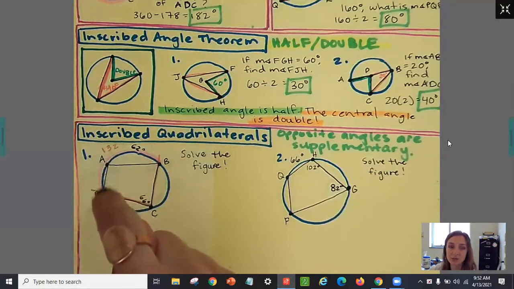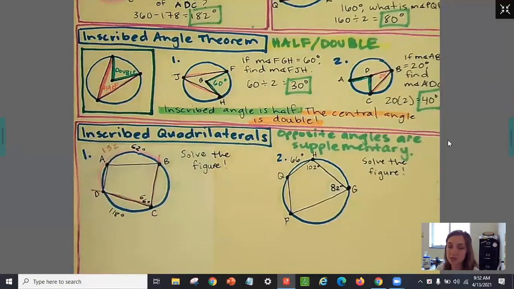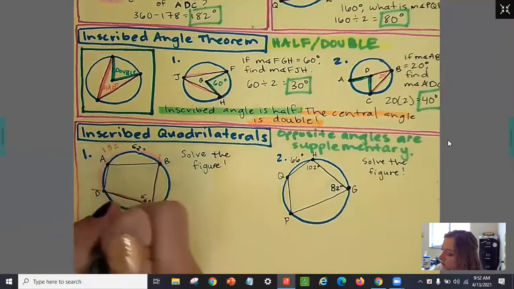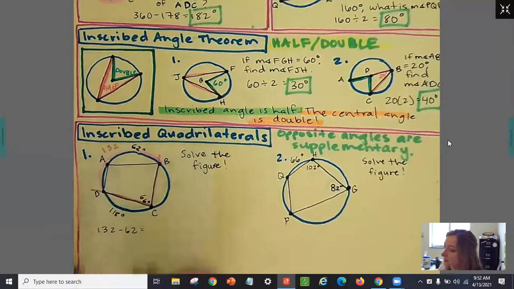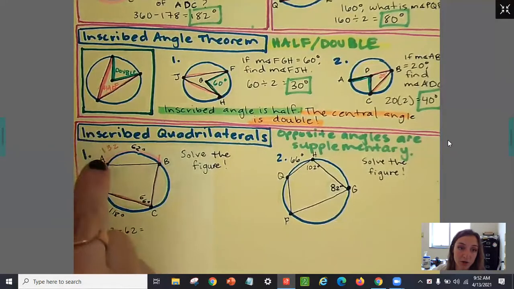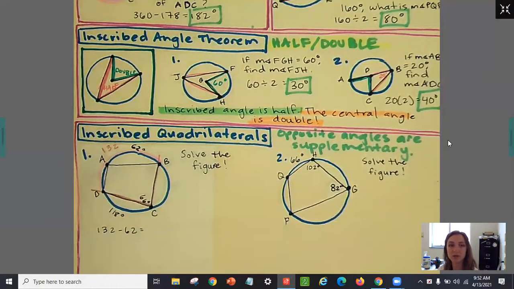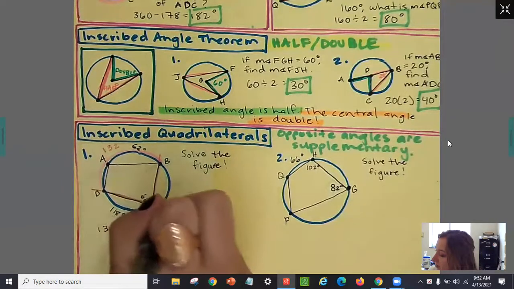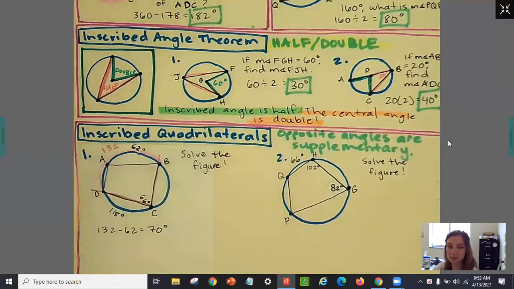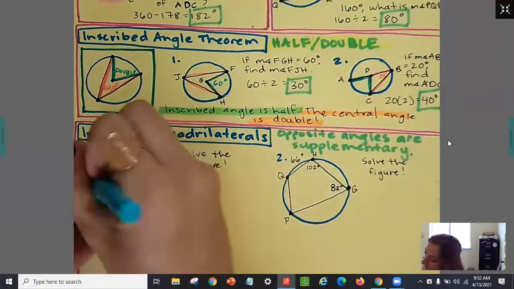so we can just subtract from 62 to find this measure right here. So let's do 132 minus 62, and this is going to give us our measure right here, our AD arc. Okay, so 132 minus 62, that is going to give us 70 degrees. So let's go ahead and write this one in. This is going to be 70.